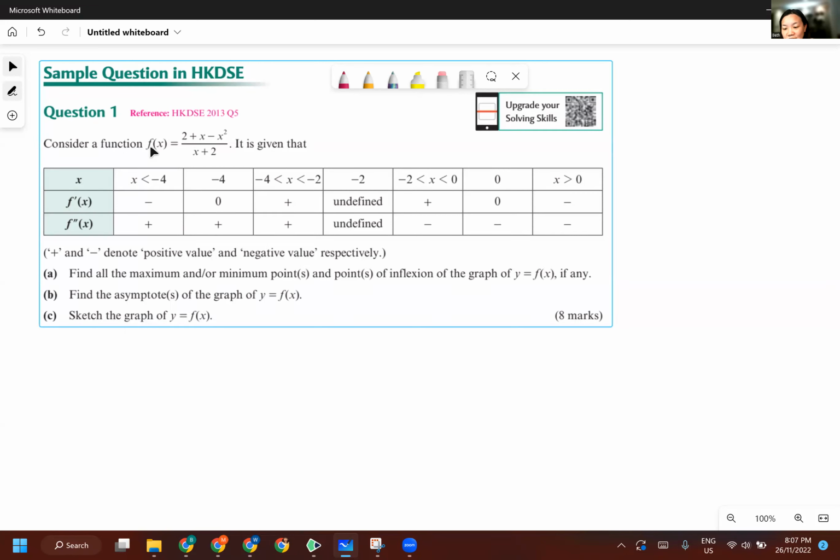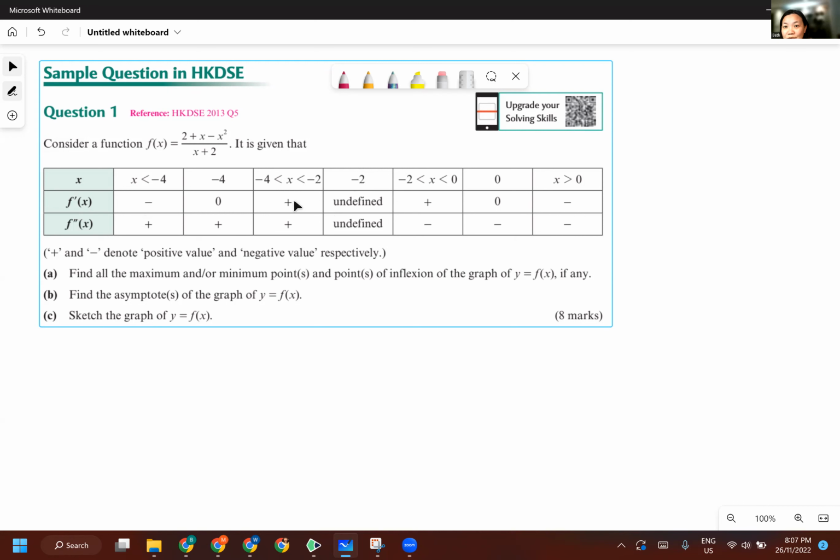Consider a function f of x, a rational function. I don't know if you characterize functions. I do. I say, oh, this is a rational function with quadratic divided by linear. I also do that subcategory as well. Anyway, it is given that for the following ranges of x, the signs of f prime and f prime prime are shown.